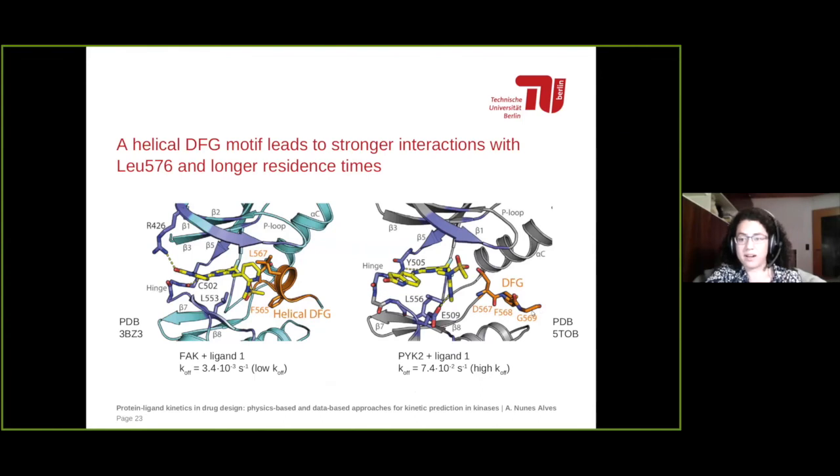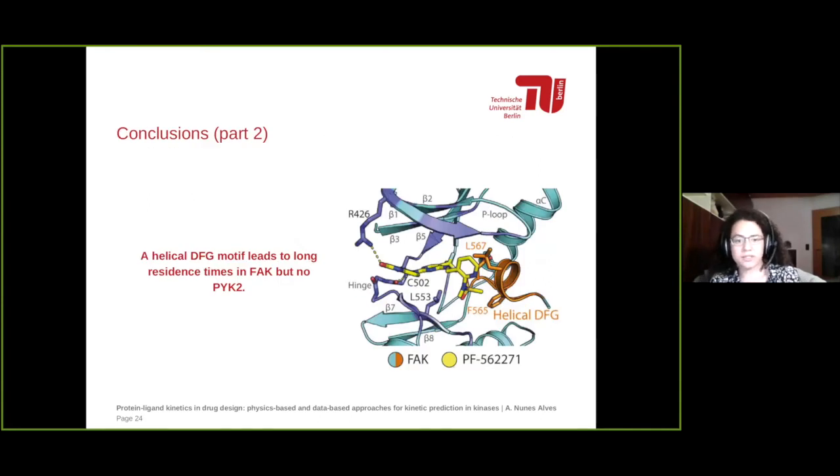But here, we don't have this helical motif, and leucine, we don't even see it in this picture. It should be at some point here. This should be leucine 570, which is not represented here. So the whole conclusion here is that the helical DFG motif present only in FAK leads to strong interactions with leucine 576 and therefore longer residence times. The conclusion for the second part is that a helical DFG motif, as I showed in the last slide, leads to long residence times in FAK, but not in PYK2.